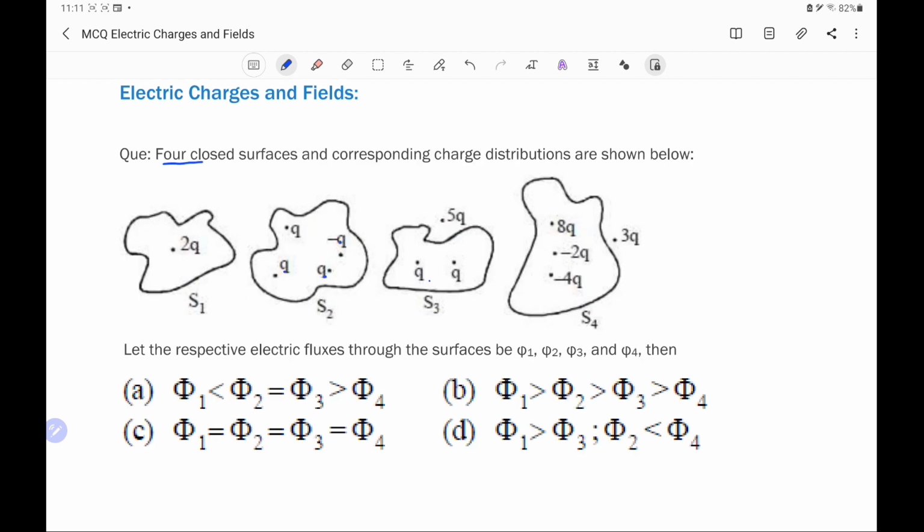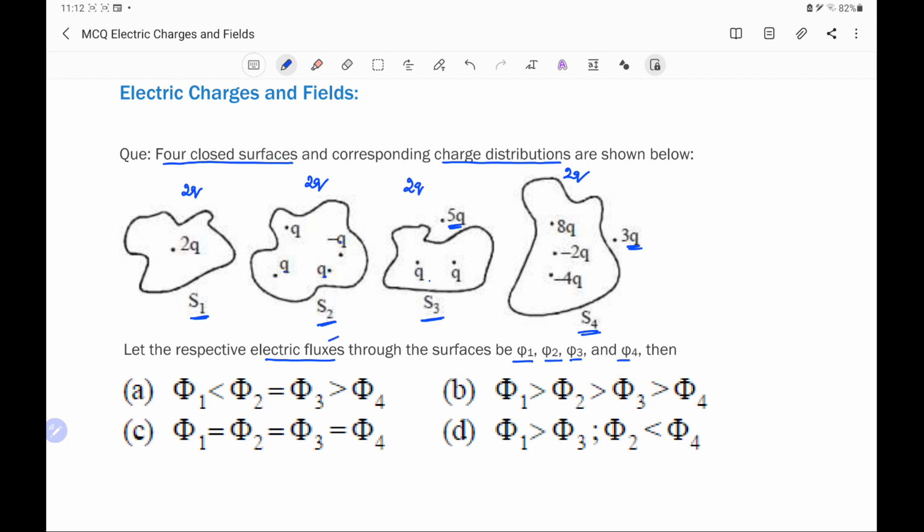Next question is, 4 closed surfaces and the corresponding charge distributions are shown. Here for the surface S1, there is a total charge 2Q inside the Gaussian surface. In Gaussian surface S2, the total enclosed charge is Q plus Q plus Q minus Q, that means it is also 2Q, and there is no charge outside. For Gaussian surface S3, the total inside charge is 2Q and the outside charge is 5Q. In Gaussian surface S4, the total inside charge is 8Q minus 2Q minus 4Q, that means it is also 2Q, and the outside charge is 3Q. Let the respective electric fluxes through the surfaces be phi1, phi2, phi3 and phi4.